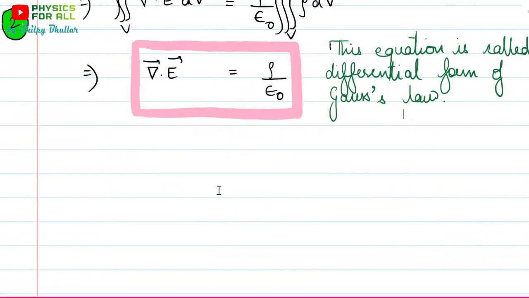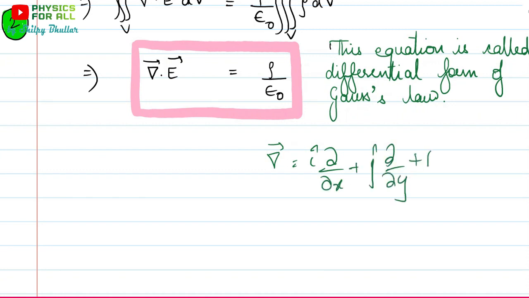So this is the differential form of Gauss law. We have removed all the integrations. There is no integration, only the del operator, and del operator is a differential operator. You know how it looks. This del operator is i cap curly del by curly del x plus j cap curly del by curly del y plus k cap curly del by curly del z. That means you are going to differentiate whatever quantity is there. So it's a differential operator. Always remember, whenever you have del in an equation, that is the differential form of that particular equation.